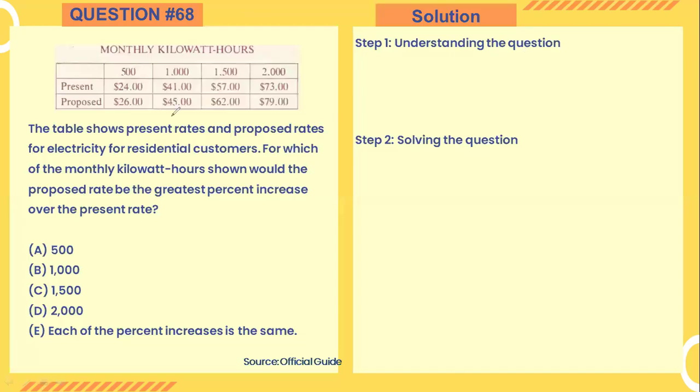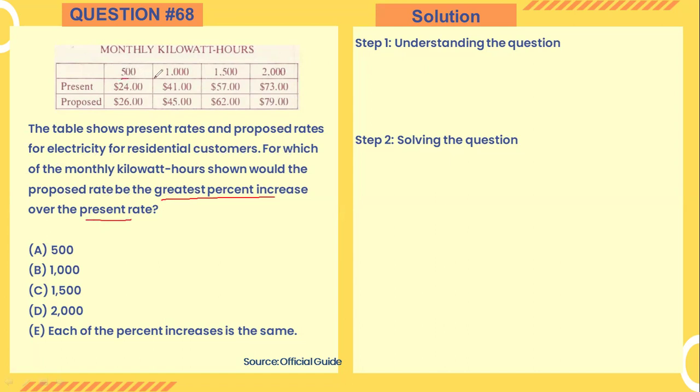Okay, now starting with the question. It says that the table shows present rates and the proposed rates for electricity for residential customers. For which of the monthly kilowatt hours shown would the proposed rate be the greatest percentage increase over the present rate? So that means there are the kilowatts here.